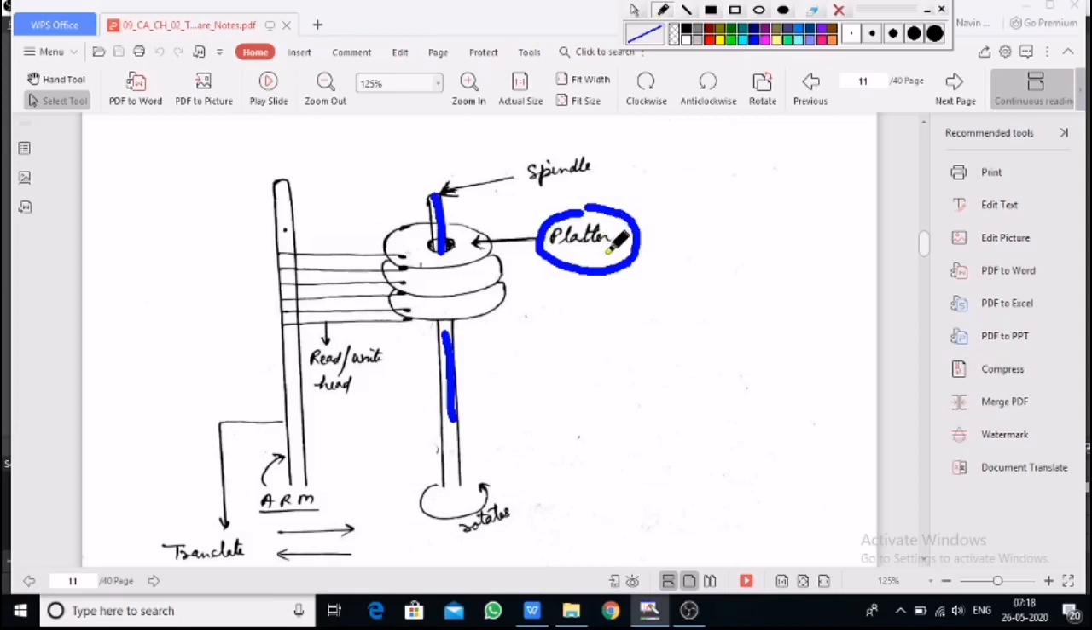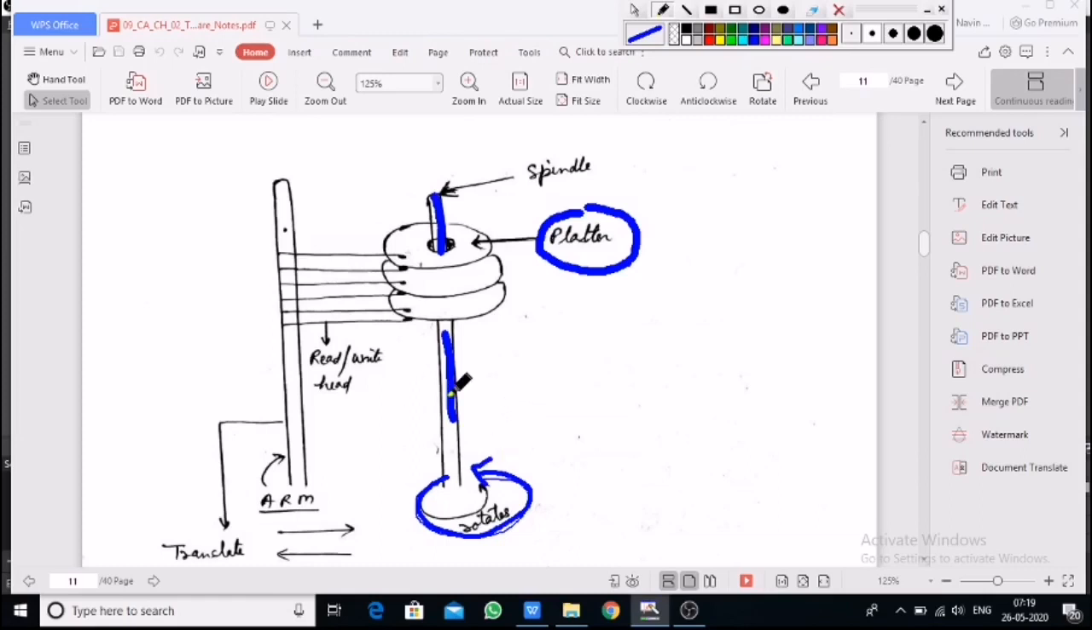On this platter, on both sides, it writes and reads from both sides. And this platter is made up of tracks and sectors, on which its head writes the data, right? It depends on the manufacturer how many platters are there in a hard disk drive. These platters are attached to the spindle, and this spindle rotates on its own axis.